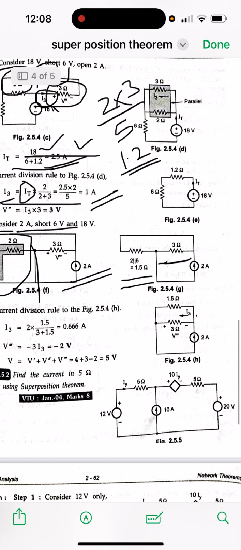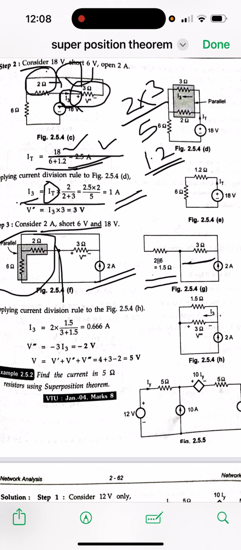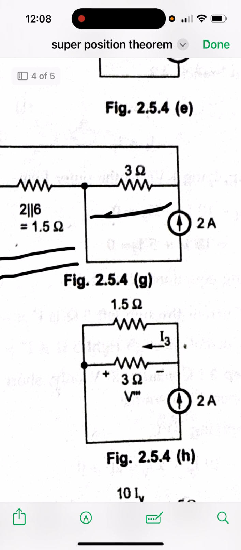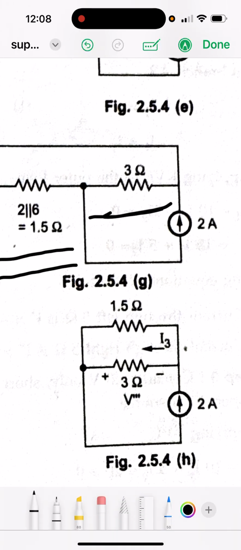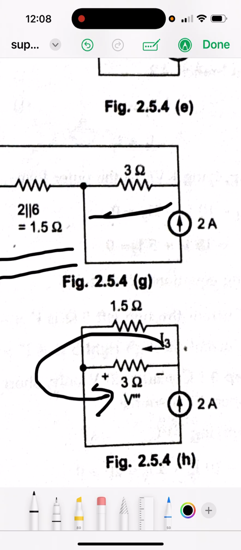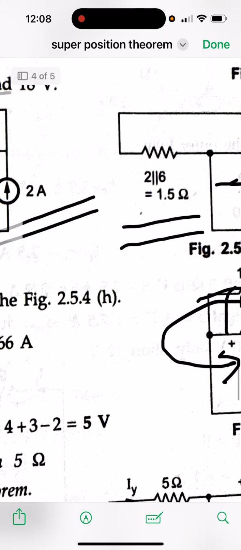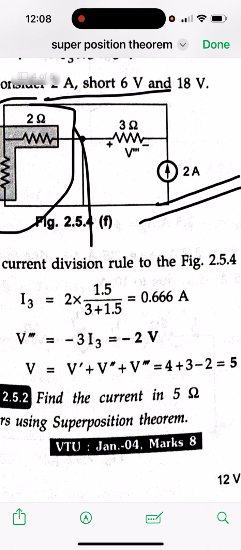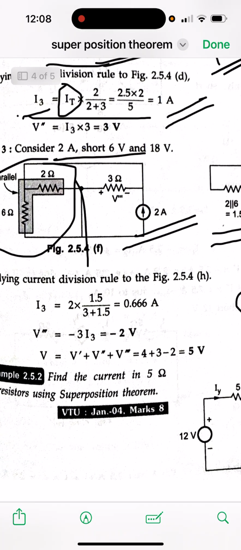Then again the current division rule. Suppose I zoom in here: I3 is passing through which one? Listen carefully, only this. I3 is passing through the 3 ohm, so I should not take the 3 ohm, I should take the opposite, that is 1.5 ohms, over 3 plus 1.5. Then V triple dash, you will get it. Then add everything, and I've got the superposition theorem. That's all.